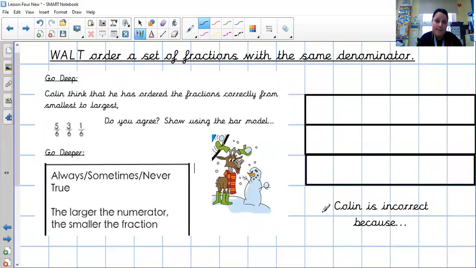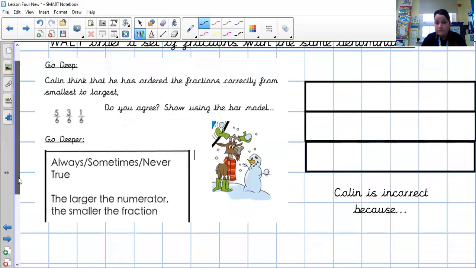And that top tip might be that generalized statement that Coco gave us in the last lesson that you did with Mrs. Dyer and in this lesson. So if the denominators are the same, what could you say to help Colin? Okay, think about that generalized statement. And then you'll go deeper.